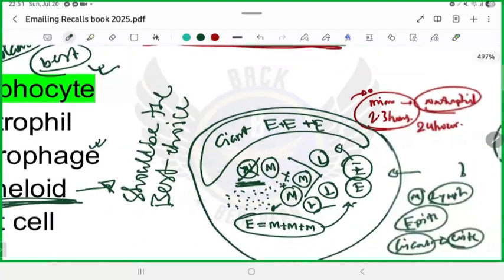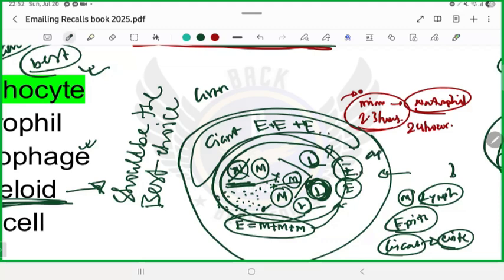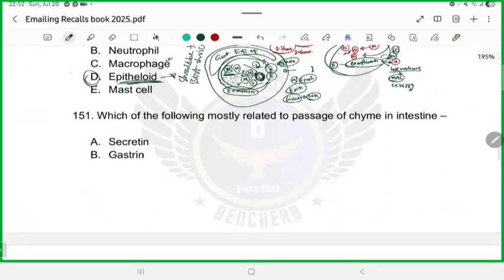Before forming a granuloma we have only these three: neutrophil, macrophage, lymphocyte. Lymphocyte is predominant there. After a long time epithelioid cell and giant cell appear, and that is when it has become a granuloma. So epithelioid cell will be the biopsy finding, the characteristic finding for non-caseating granuloma in case of MRCS part A. You don't need to know more details, just remember what I said.